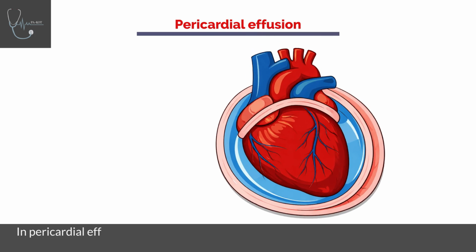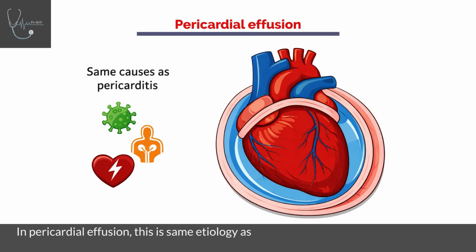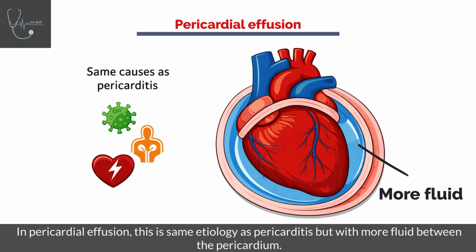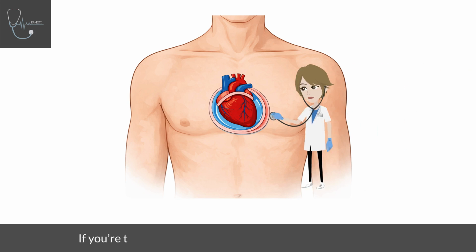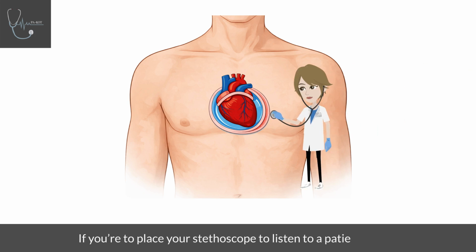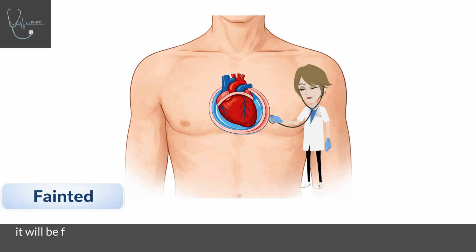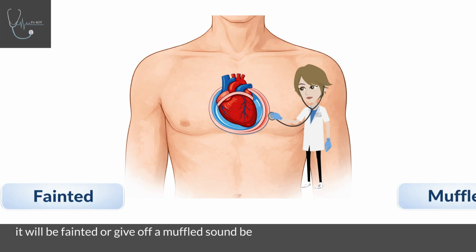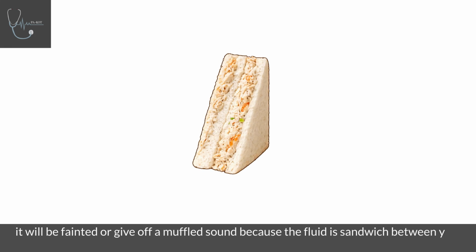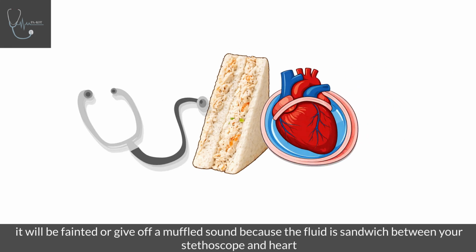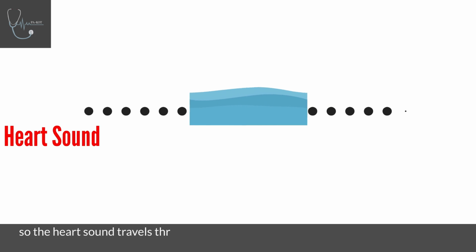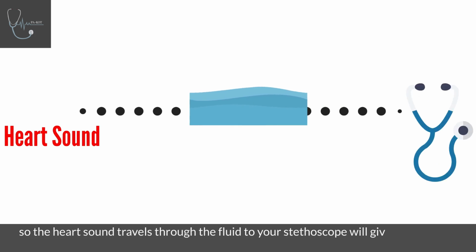In pericardial effusion, this is the same etiology as pericarditis, but with more fluid between the pericardium. If you place your stethoscope to listen to a patient's heart, it will be faint or give off a muffled sound because the fluid is sandwiched between your stethoscope and the heart. So the heart sound travels through the fluid to your stethoscope and gives off a muffled sound.